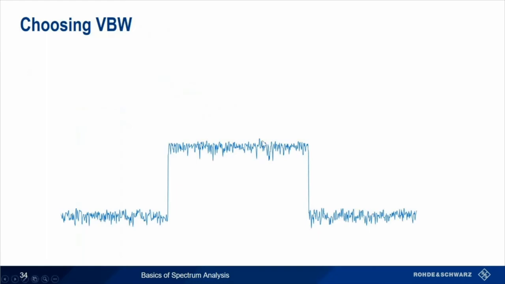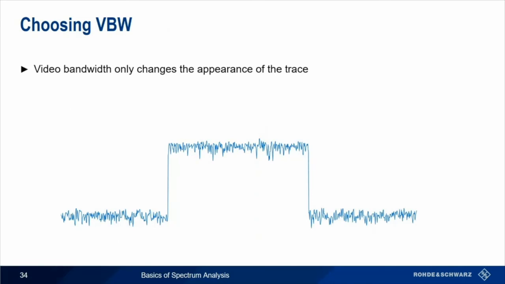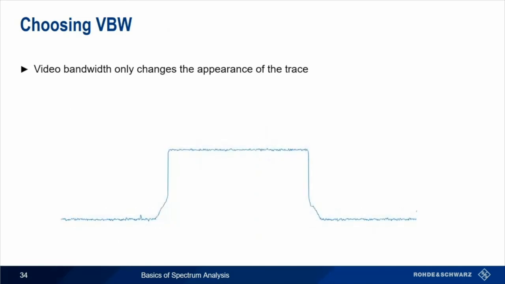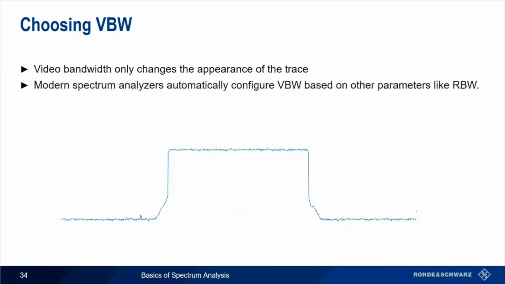Let's talk a little bit about choosing VBW, the video bandwidth. Video bandwidth only changes what the trace looks like. To a certain extent, the correct video bandwidth setting depends on the application. That said, most modern spectrum analyzers will automatically configure the VBW based on other parameters, like the resolution bandwidth. It's going to try to find the best setting for the VBW to make sure that you are getting a good sweep speed and something that allows you to see the signal that you care about.